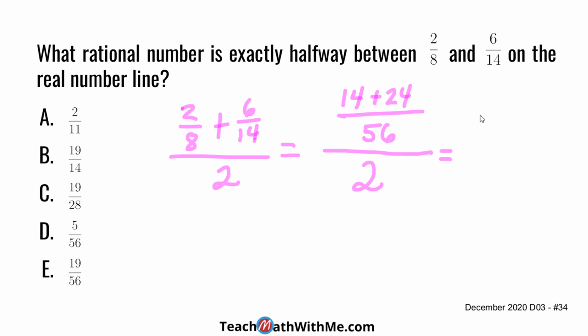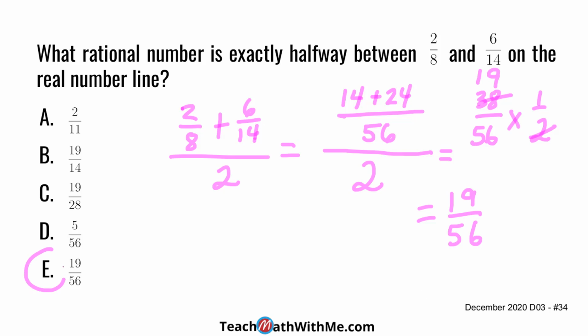So I get 14 plus 24 gives me 38 over 56. And when I divide by 2, that's the same as multiplying by 1/2 and doing some simplifying. And I get 19 over 56. And that is answer choice E.